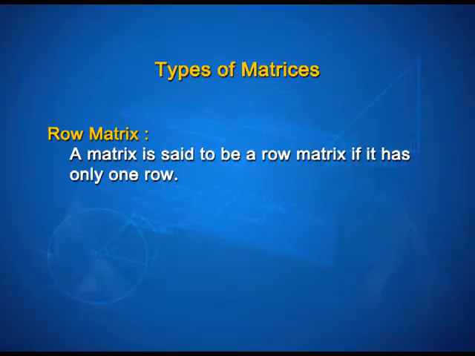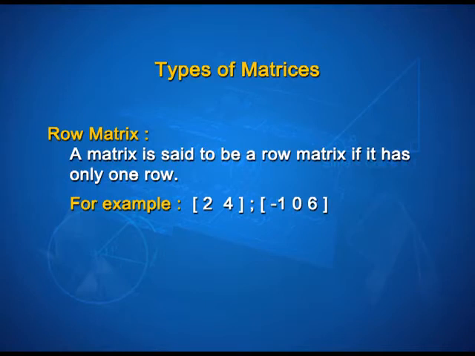Now what is a row matrix? A matrix is said to be a row matrix if it has only one row, for example 2, 4, minus 1, 0, 6. What is a square matrix?